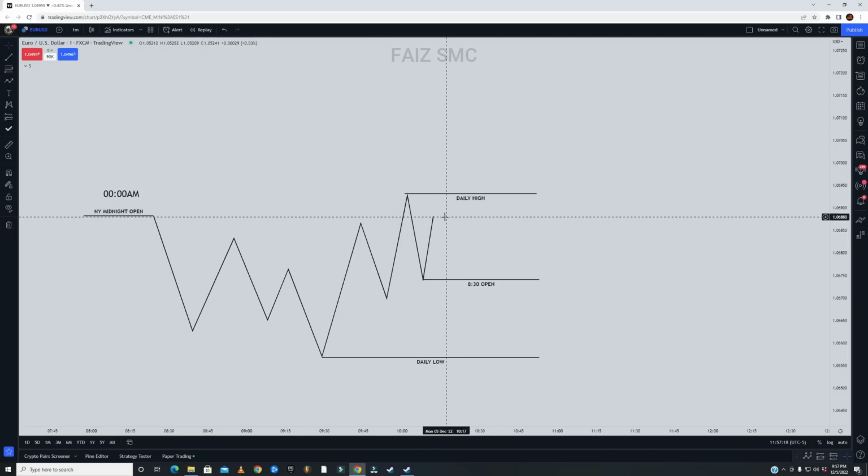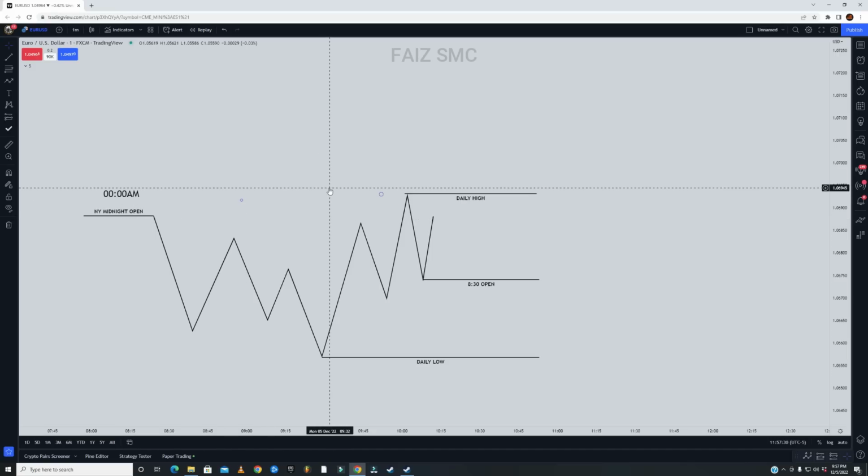So I'm going to repeat the rules again. You want to mark out the midnight open, all right? You want to mark out the daily low and daily high before 8:30 open, and you want to start looking for daily high and daily low after the New York midnight open.